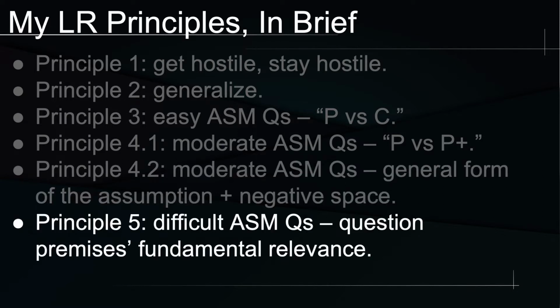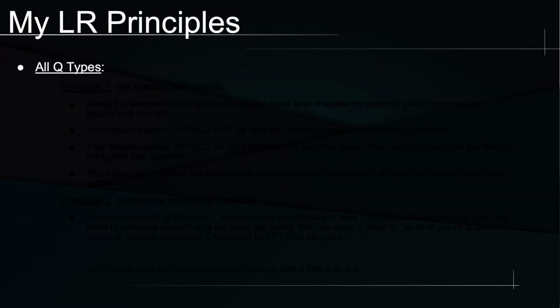And finally, for Principle 5, on the most difficult assumption family of questions, I question the premise's fundamental relevance, and this, as it sounds, is not really that easy to do. It kind of goes against what we're used to, so we'll discuss that in greater detail right here. So now that we've gone through that lightning overview, I'll go through each principle bit by bit. Feel free to skip to the actual question if all of that was familiar and it doesn't sound that foreign to you.